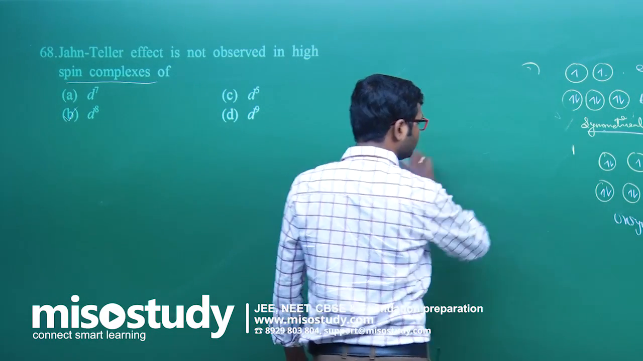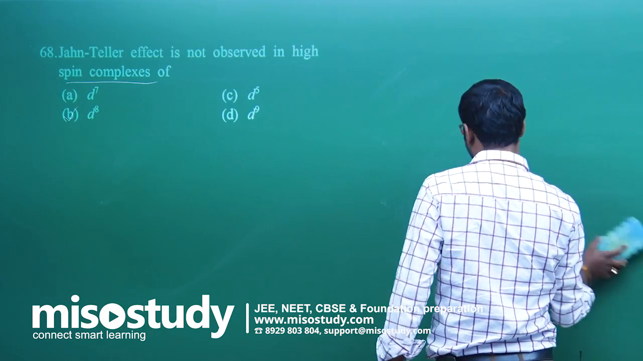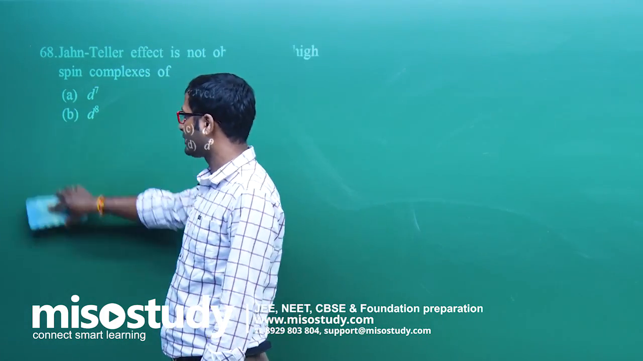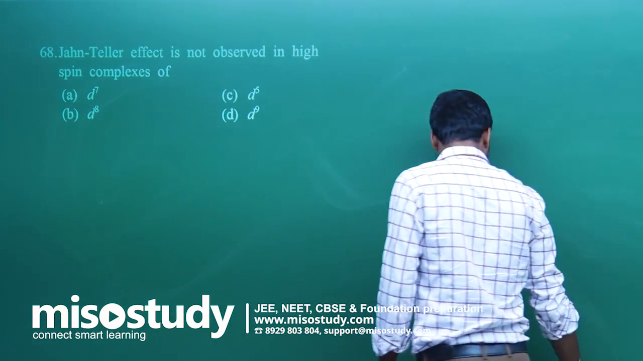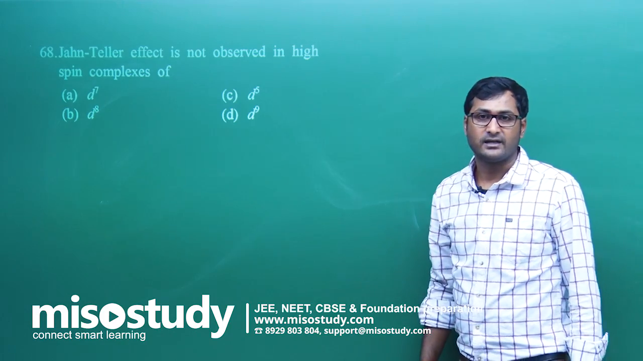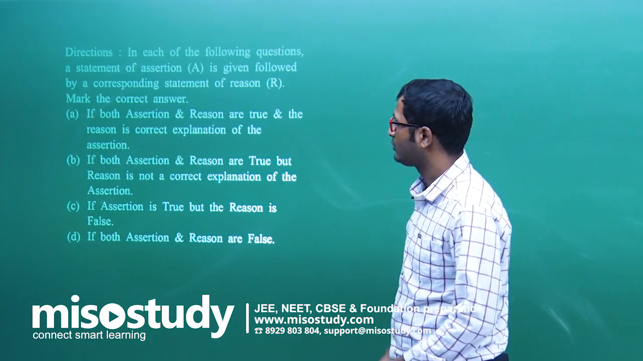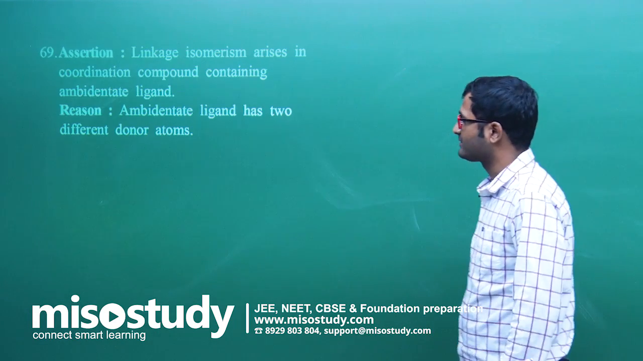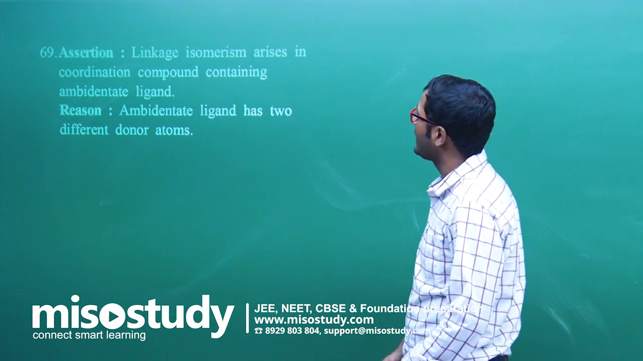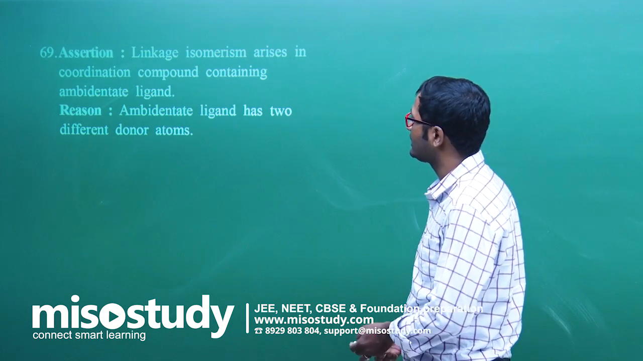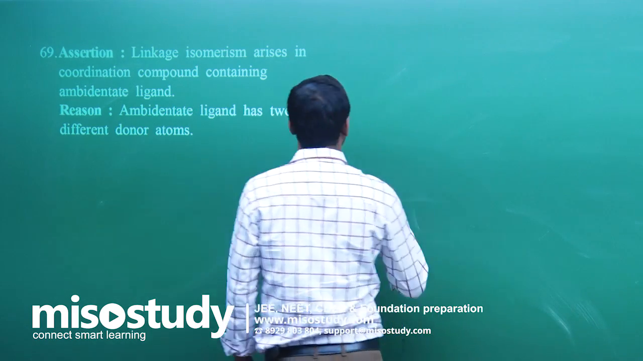Coordination compound is slightly confusing. You have to focus on the most important topics, that is CFT and isomerism in coordination compounds. Clear? CFT and isomerism in coordination compounds. Now the assertion-reason question. Read the question: linkage isomerism arises in coordination compounds containing ambidentate ligand.